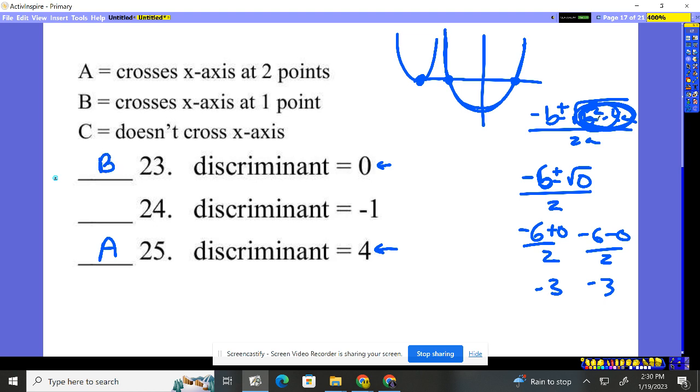And if it's negative, that means you can't do the problem. You can't take the square root of a negative 1. It's an imaginary number. That means there's no solutions.